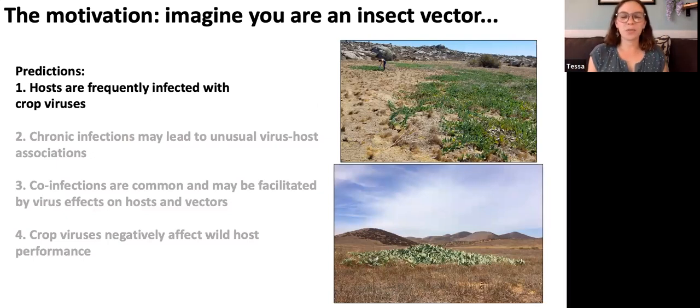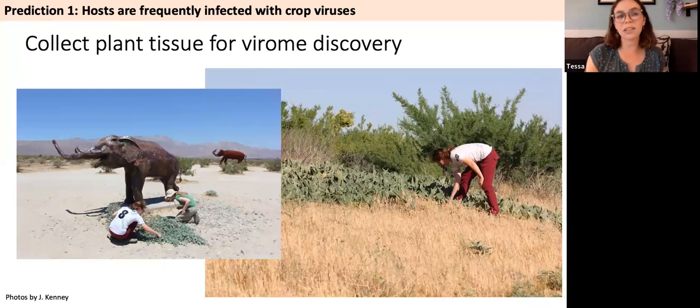So once we chose and started our project, we had to test our predictions. And for that first prediction, which is hosts are frequently infected with crop viruses, we had to find out what viruses are there. To do that, we collected plant tissue for virome discovery. So here I am, once again, with my advisor near the elephant. That might be familiar for Anza-Borrego. We are collecting leaf tissue in Ziploc bags that we then stored on dry ice, so ultra cold, before taking it to the lab.